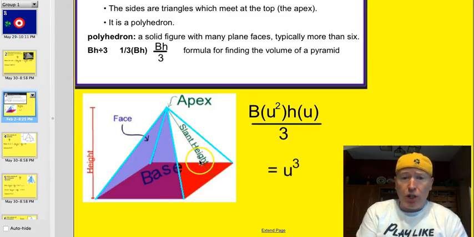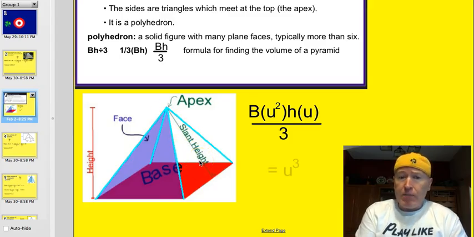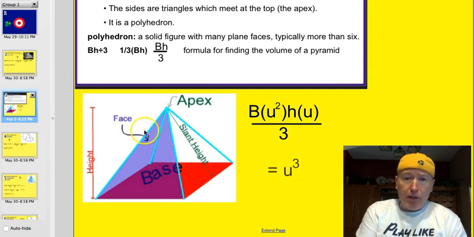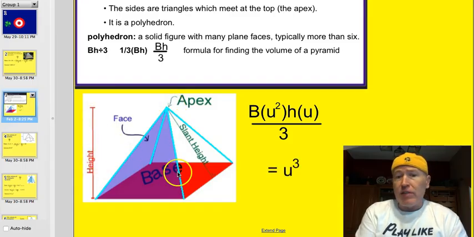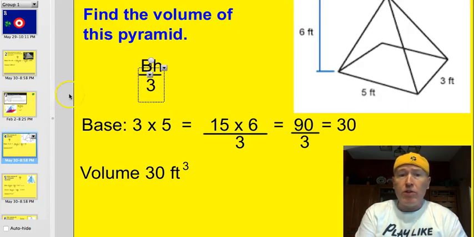All right, so you've got a slant height over here. We don't need that. I'm just giving you some other vocabulary. The faces are these triangular shapes on the side. There's your base, whatever the bottom is. And then opposite the base is the apex. And obviously the height. So you'll need the base and the height to do these. All right, I think 3 examples, and then I'll cut you loose.